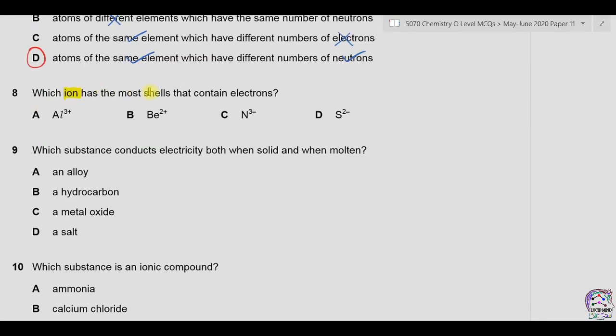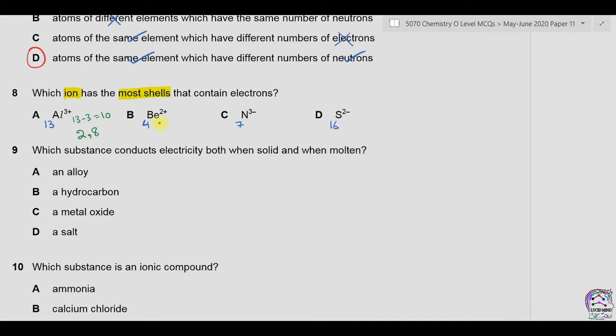Question 8. Which ion has the most shells that contain electrons? So we have to find the number of shells. In order to find the number of electrons, we first must know the atomic number. The atomic number of aluminum is 13, beryllium is 4, nitrogen is 7, sulfur is 16. As the charge on aluminum is +3, it means 3 electrons are lost. So the number of electrons is 13 minus 3, 10. In the first shell we will have 2 electrons, and in the second shell we will have 8 electrons. So therefore there are 2 shells for the aluminum 3+ ion.